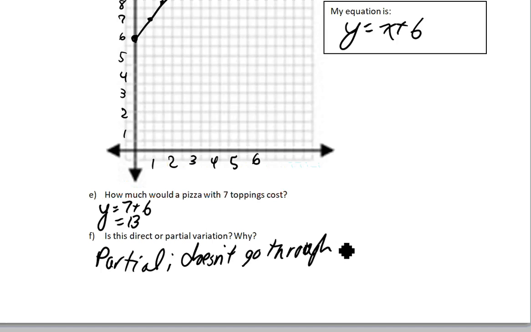So these are just a few new words to build our understanding of relationships that are linear. So now we've learned about how we can tell if something's linear or not. How can we find the equation? We've learned about how we could graph using a table. And we've learned about the difference between partial and direct variation, and we learned a new word called the y-intercept.